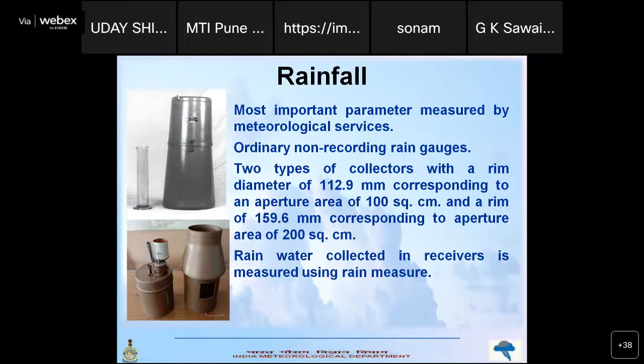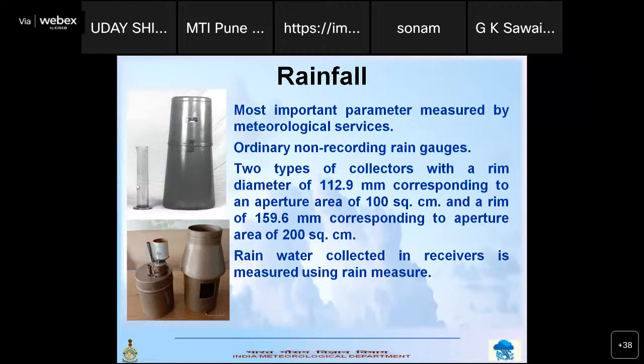So the area of this collecting area is different. Sometimes a 1.2 mm diameter is there, sometimes a 1.5-1.6 mm diameter is there. So for that, a 200 square meter area will be there, and on that basis, this calculation will be done.